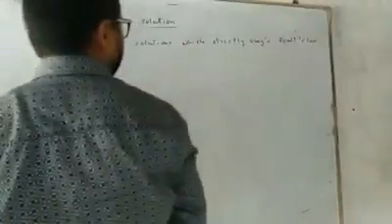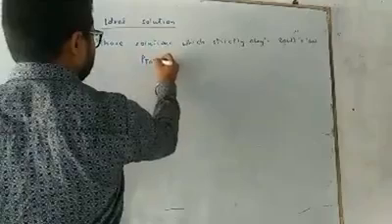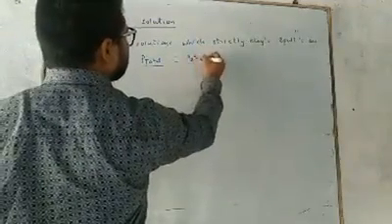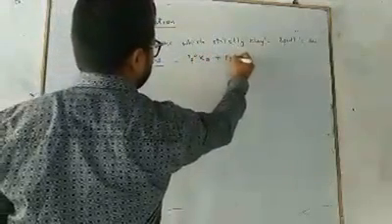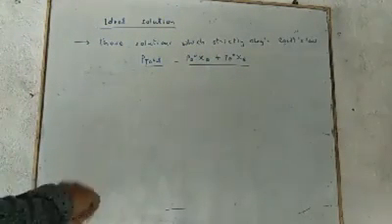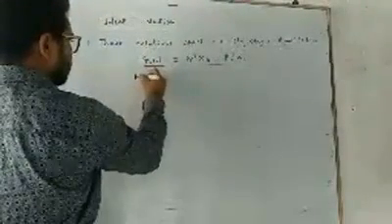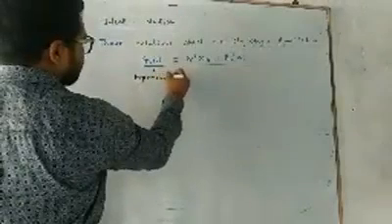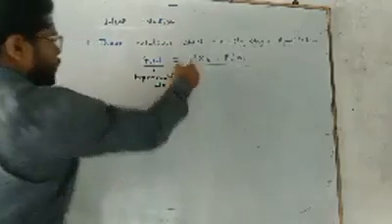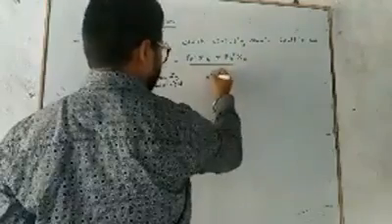Okay, that means P total should be equal to PA0 XA plus PB0 XB, where P total is experimentally calculated, and PA0 XA plus PB0 XB is from Raoult's law.